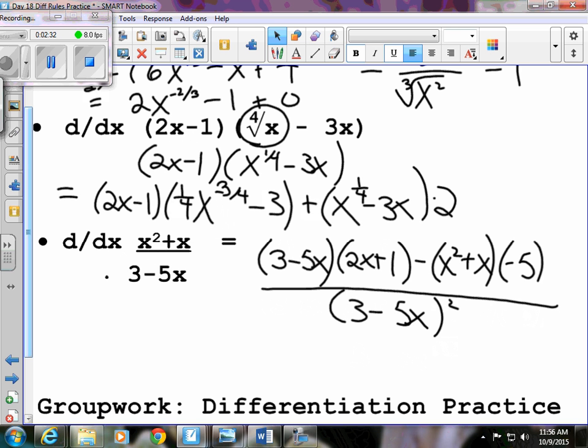And then for the last one, I just want to see if you know the quotient rule. So it's low d high, minus high d low. How do we do with that one? Everyone get the basic rules down?